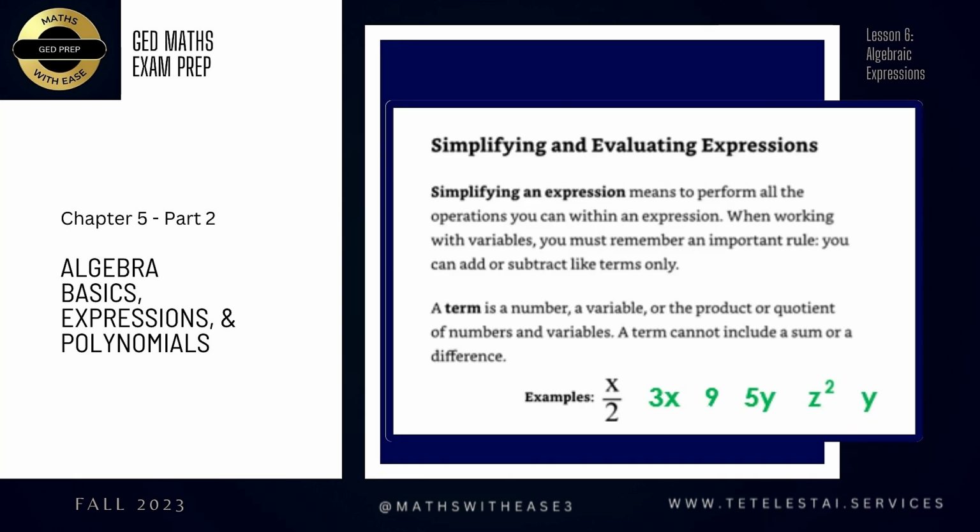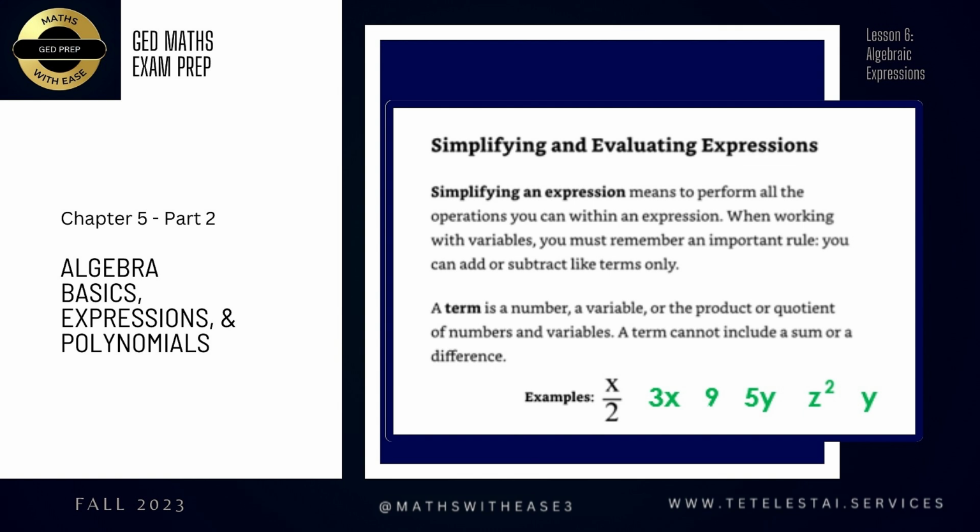In terms of simplifying and evaluating expressions, simplifying an expression just means that you want to perform all the operations that you can within a particular expression. When you're working with variables, you need to remember an important rule, which is that you can add or subtract like terms only. A term is a number or a variable or a product or a quotient of numbers and variables. So a term cannot include a sum or a difference.